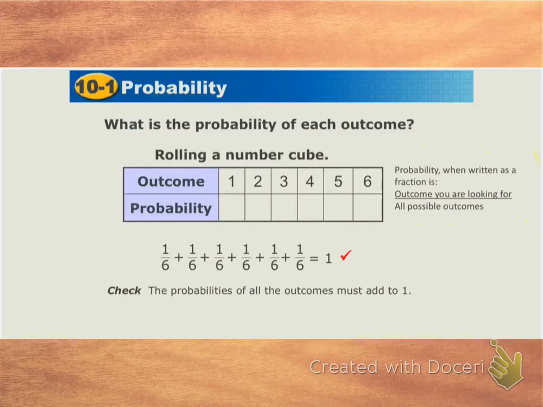Your "today I will" statement is: today I will find the probability of each outcome. And we're specifically talking about a cube in this example, so that I can find the probability using a cube in different situations. You know that you have learned when you are able to figure out probability in different situations or scenarios.